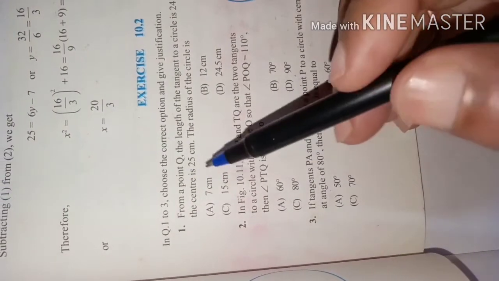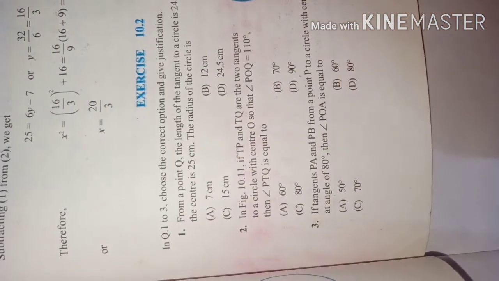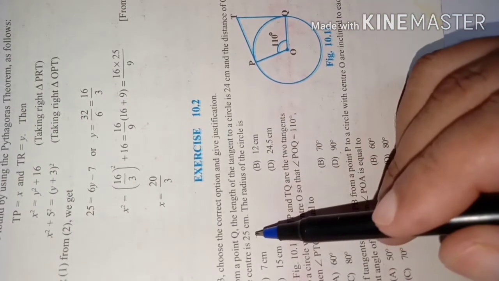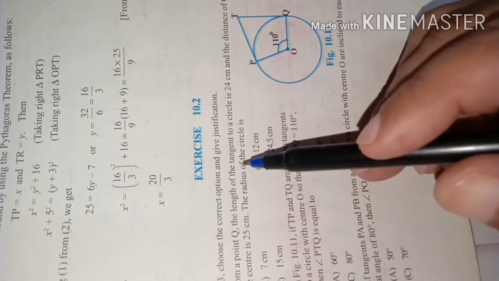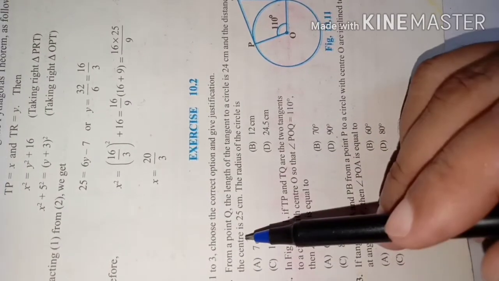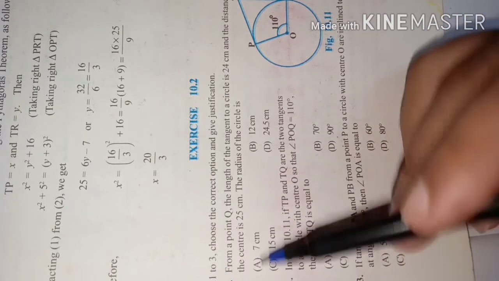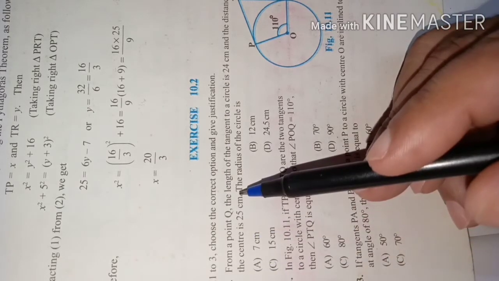Look at exercise 10.2. Here, question number 1. You see, from a point Q, the length of tangents to a circle is 24 cm, and the distance of point Q from the center is 25 cm. The radius of the circle you have to find out. So by the previous method, you draw a circle of the previous type only. Draw a circle, draw a tangent, draw the radius, and the distance of the point from the center also you join, and the same way you can solve this question by Pythagoras theorem.